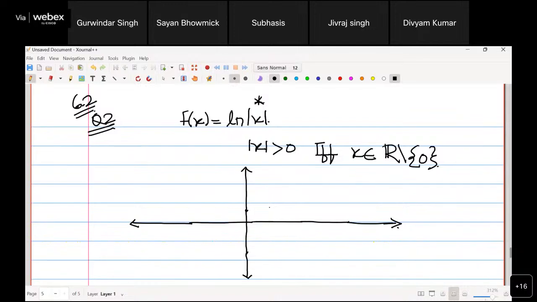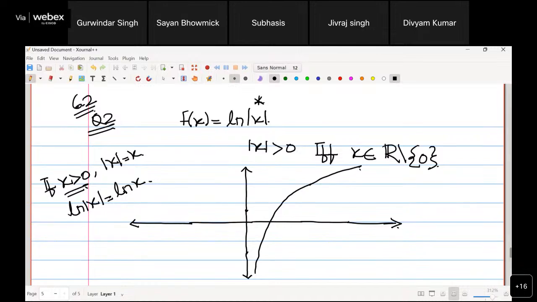So if x is greater than 0, what is mod of x? It will be x, right? Yes, sir. So if x is greater than 0, then ln of mod of x is precisely ln of x. Then I will get this graph, right? Correct or no?